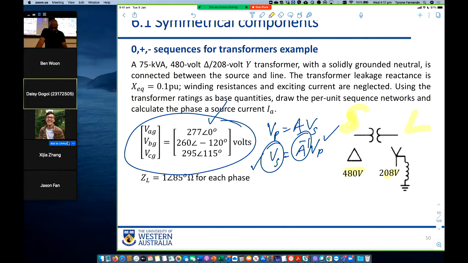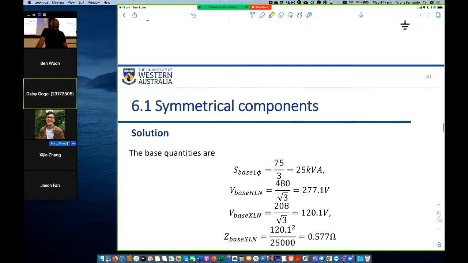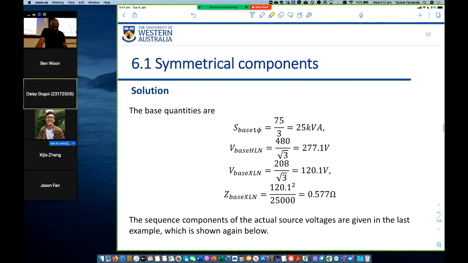Right? So we have VAG, VBG, VCG given by these values. They are the source voltages, they are not balanced. Primary side of the transformer is connected to the source, and the secondary side of the transformer is connected to the line. Okay, and so we need to calculate the per unit values.